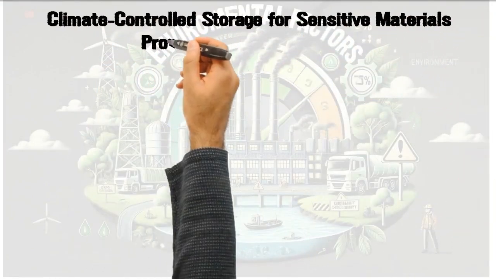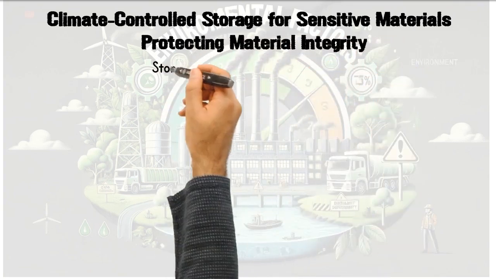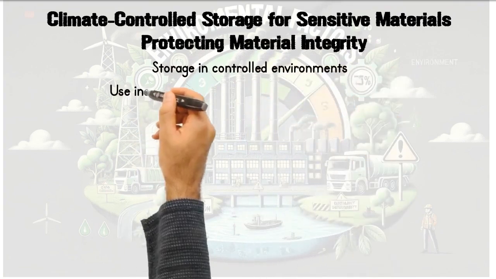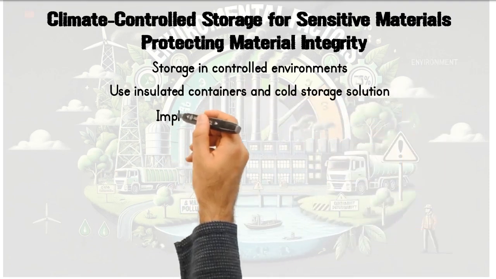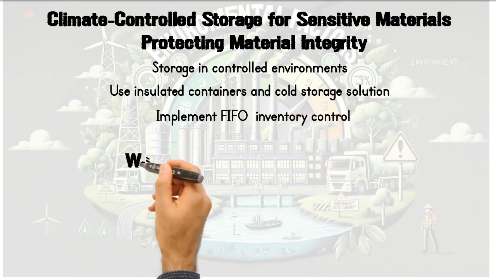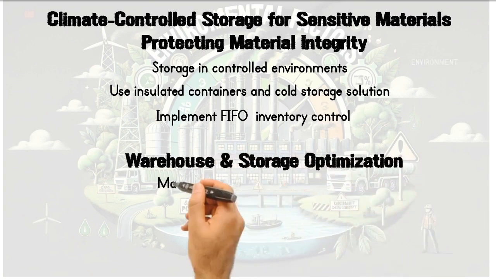material integrity. One can store temperature and humidity-sensitive materials in controlled environments. Then use insulated containers and cold storage solutions where necessary, and implement FIFO, first in, first out, inventory control to prevent material degradation. Warehouse and storage optimization are critical to consider to ensure success.